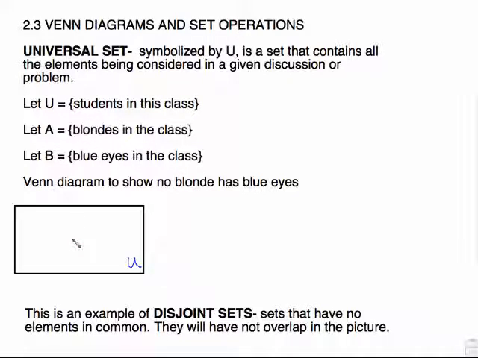So this first one is, I want to show that there is no blonde that has blue eyes. So set A is our blonde, set B is our blue eyes. So if there's no blonde that have blue eyes, that means these two sets are totally disjoint. Disjoint means they don't touch each other. There's nothing in A that is in common to B. This is the Venn diagram for disjoint sets, and that is sets that have no elements in common. There will be no overlap in the picture.